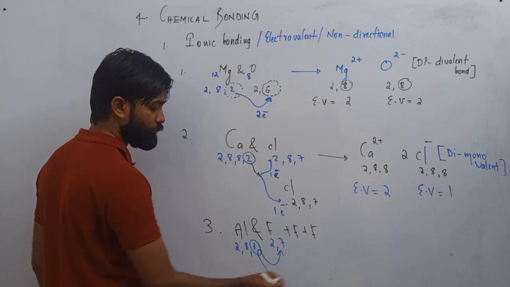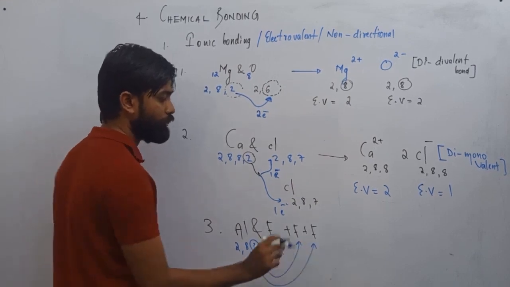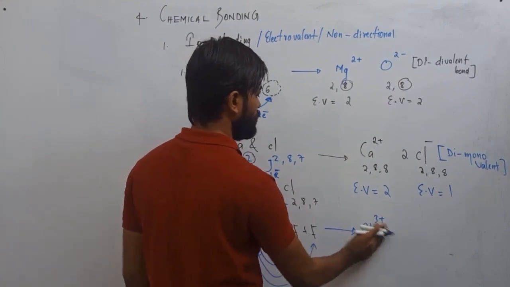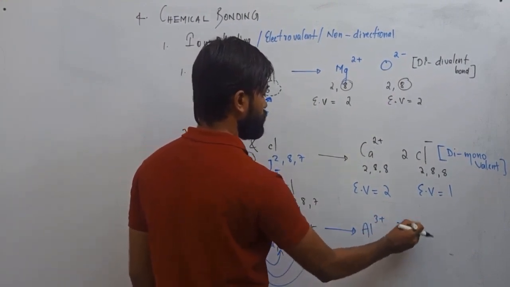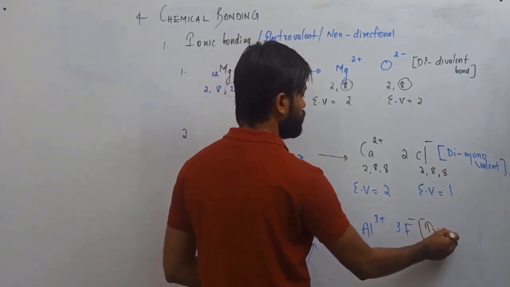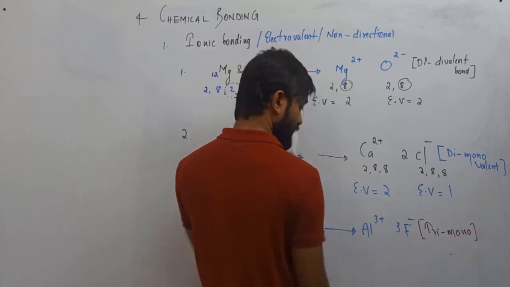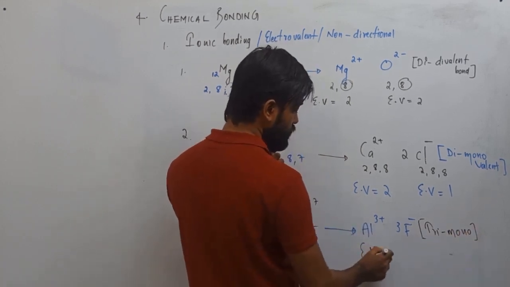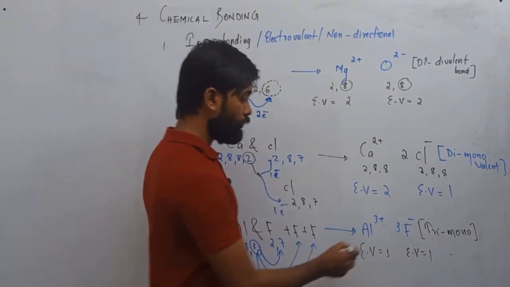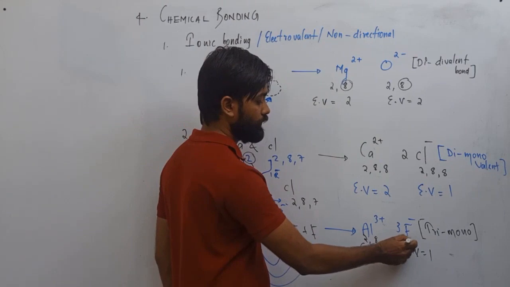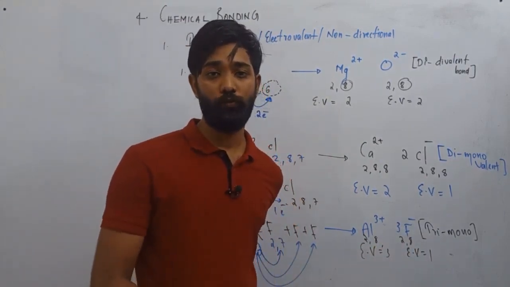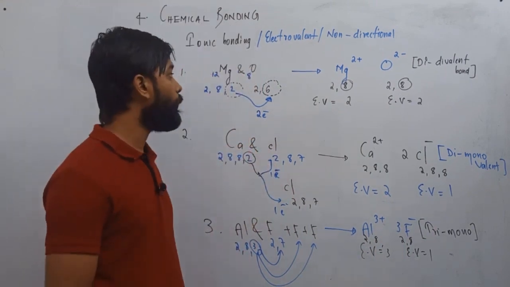So aluminum can distribute its electrons to each of them, and that forms Al3 plus and 3F minus. So this is a category we call tri-monovalent. The electrovalency of aluminum is 3, whereas the electrovalency of fluorine is 1. Aluminum has a configuration 2-8 and fluoride also has a configuration of 2-8. So both get octet stability. This is how ionic bonds are formed. Ready? Fine.